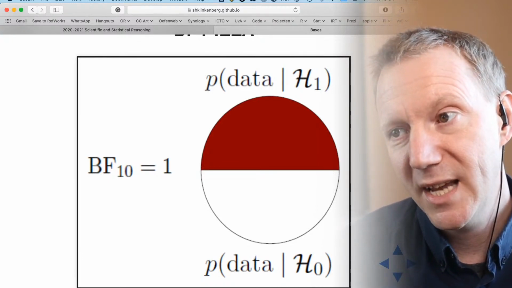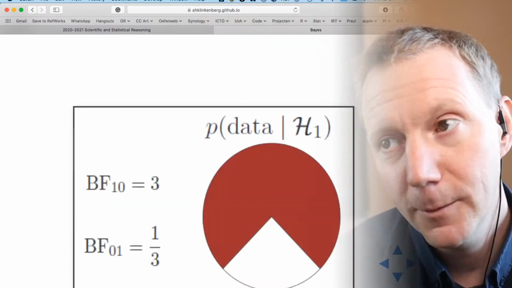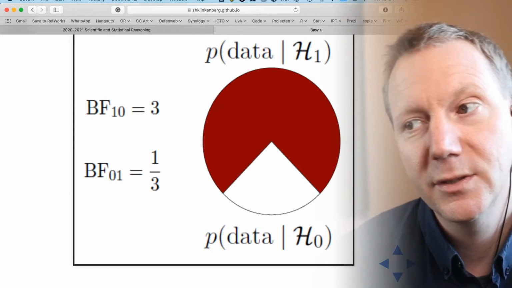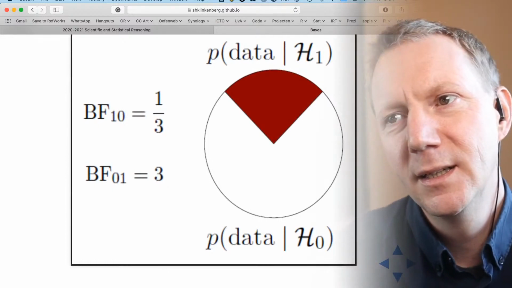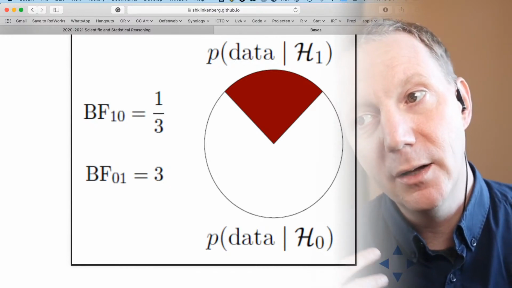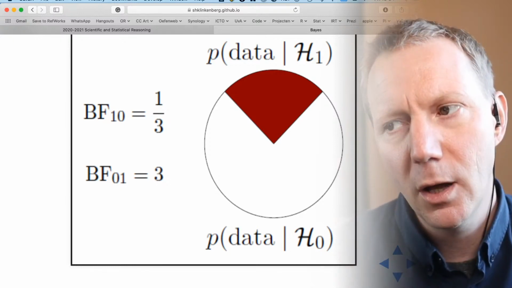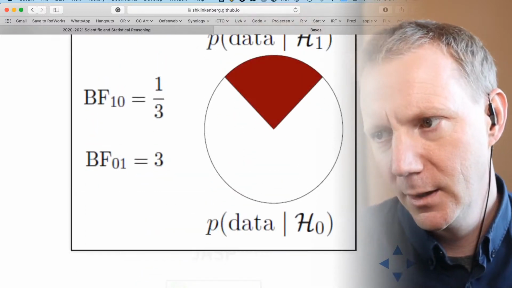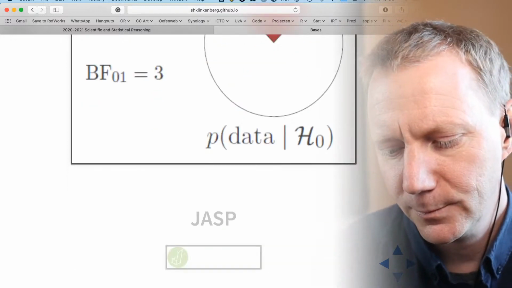A Bayes factor of 1 means evidence for the alternative is the same as your evidence for your null. A Bayes factor of 3 means I have more evidence for my alternative than I have for my null. And a Bayes factor going down to 1/3 means I have less evidence for my alternative than I have for the null. So you can have a notion of what the height of the Bayes factor indicates.